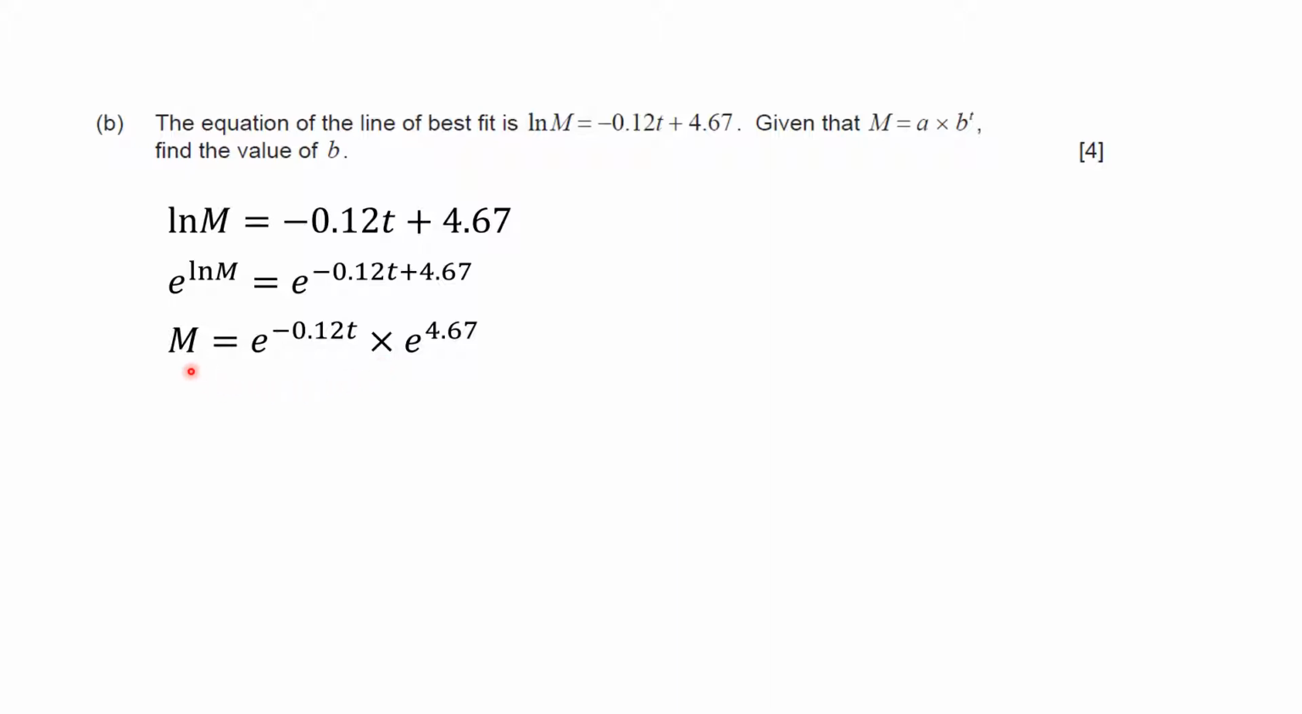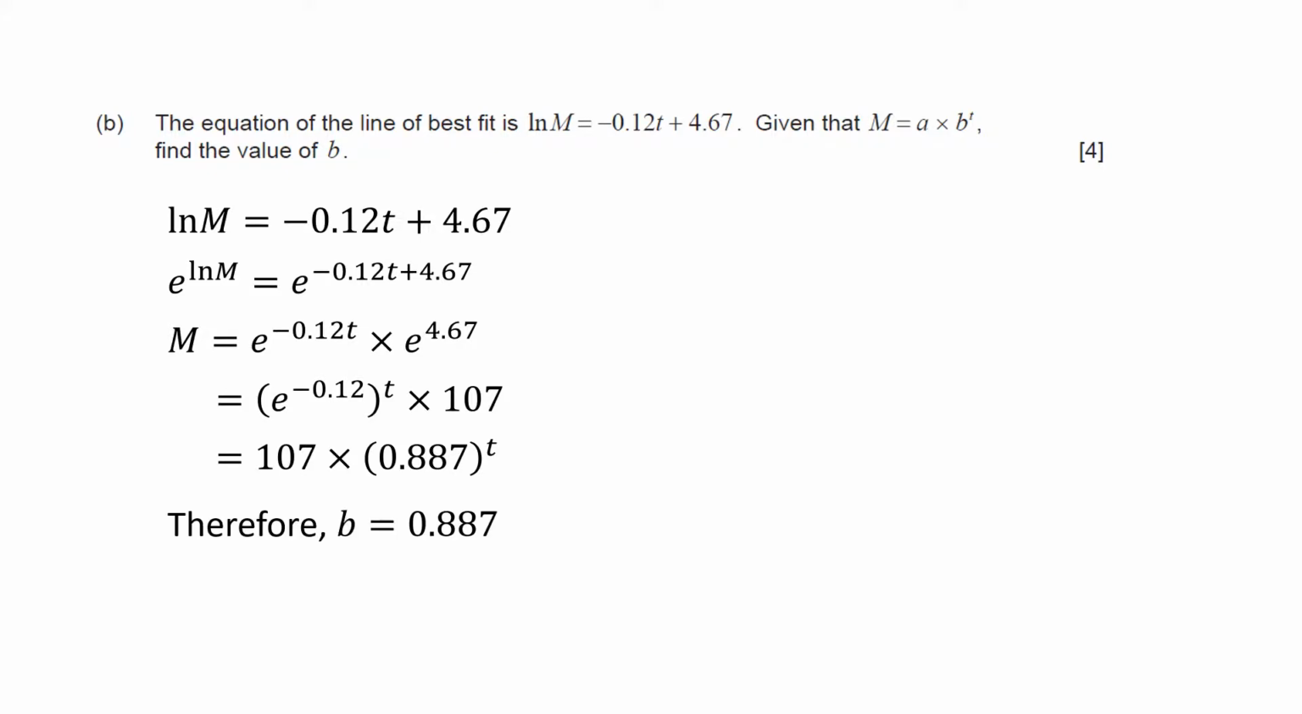All right, we're nearly there. Have a look what we've got here. This thing here is going to be a. They haven't asked us for a, unfortunately. And then this thing here, I could rewrite it like that. And that, when I work that out on the calculator, is going to give me b. So I've just turned it around. The 107 comes out the front. That's a. And this is b. So b is 0.887. And there you have it.